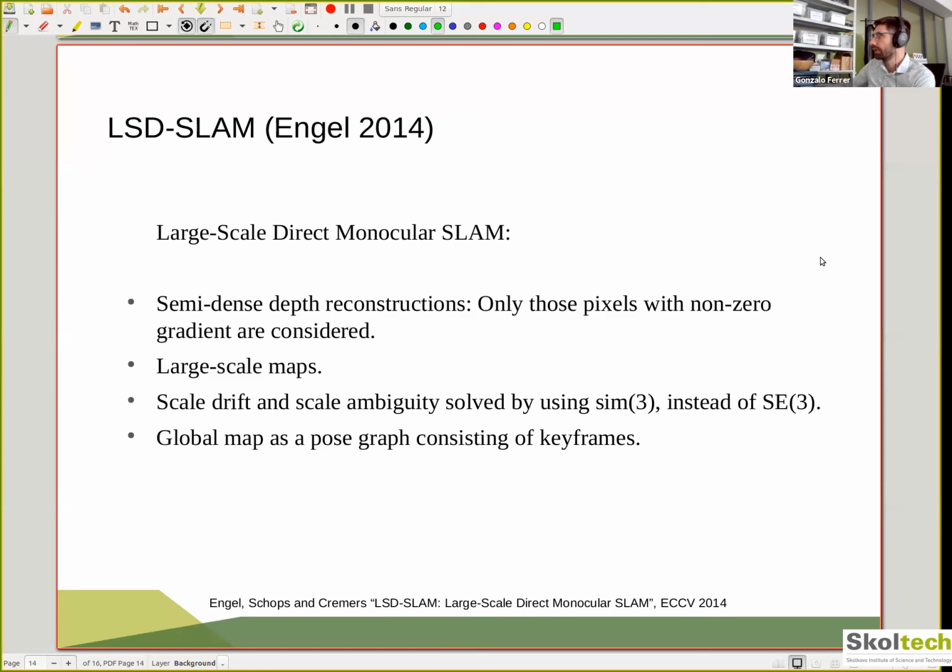If you want to take a look at some thoughts on the current state of SLAM, there's also a paper called Past, Present and Future of SLAM, if you want to take a look. It's reviewing a lot of different topics, giving some thoughts on what the next things to do are.